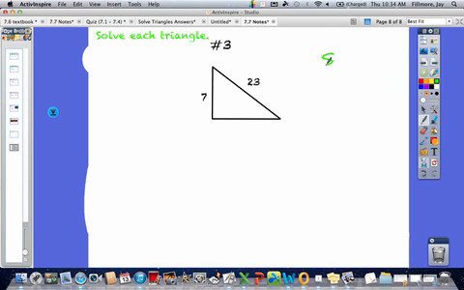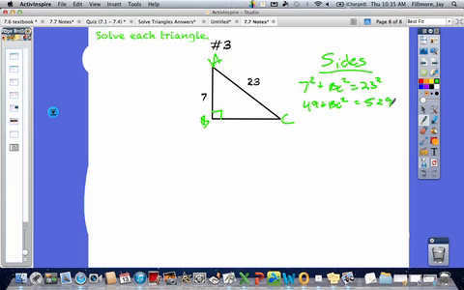Let's start with solving for sides, because that one should be pretty simple. We can use our Pythagorean theorem. Let me name these here. We can say 7 squared plus BC squared should equal 23 squared. And let's round to the nearest tenth just to make things a bit simpler for us. So if we combine like terms, this is 49 plus BC squared equals 23 squared, which is, bear with me here, 529. So subtracting 49 from both sides, and then taking the square root, we end up with approximately 21.9 for BC. So we have our sides done right away using the Pythagorean theorem.